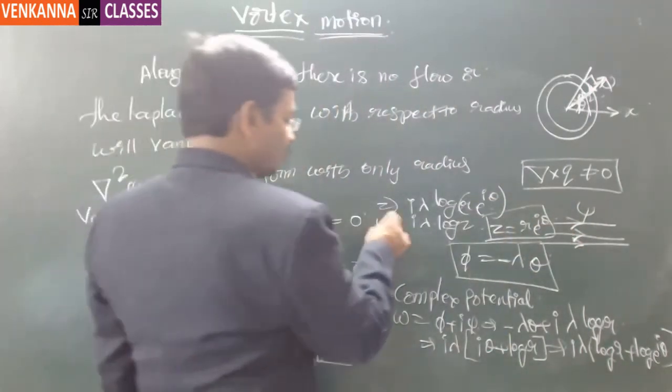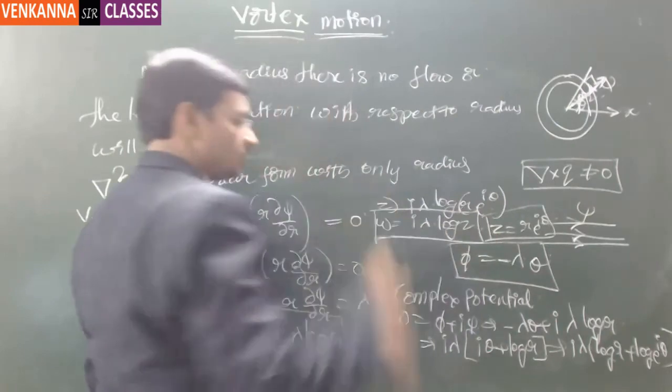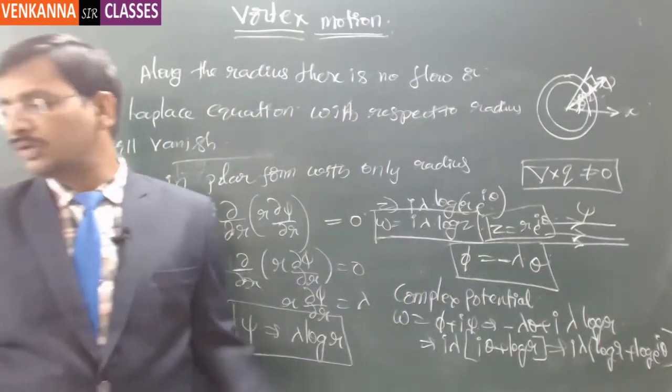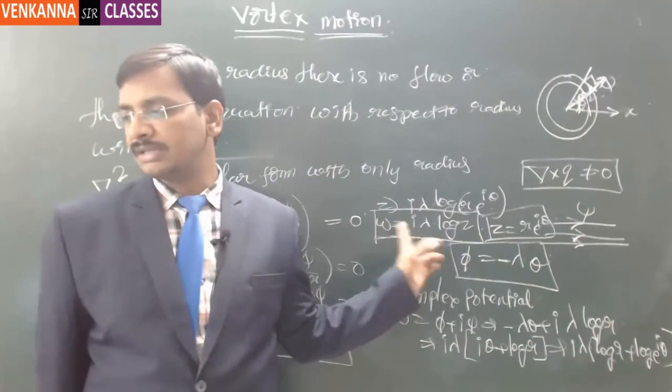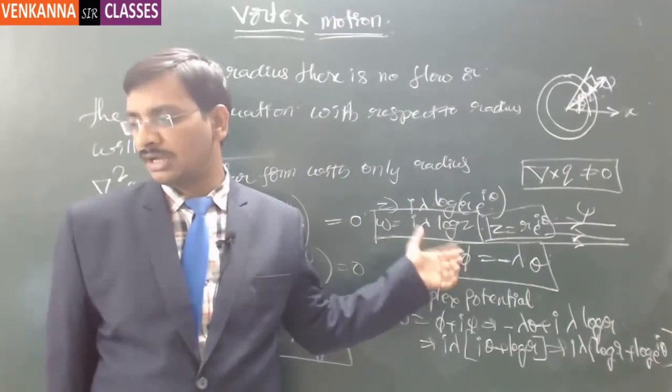Now this is very crucial for us. So in the entire discussion, the key point you need to take out is that W can be written as i lambda log z. Now I am going to analyze this. First you note this down.